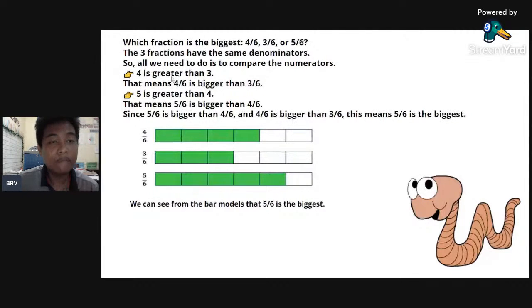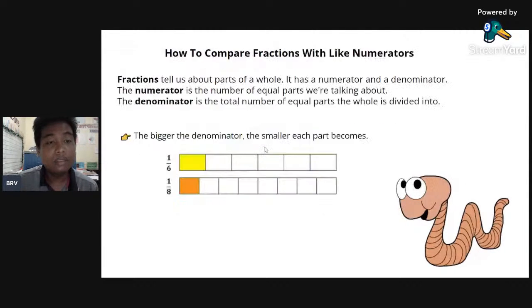We have learned this one, no? And then how to compare fractions with like numerators and unlike denominators. We learned that if fractions have the same numerators but not the same denominators, the one with the biggest denominator is the smaller one. So do not be confused.